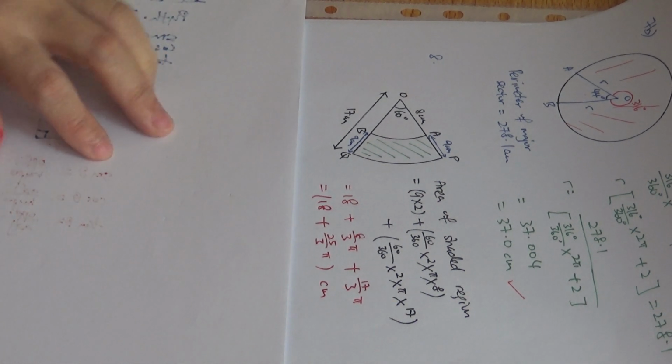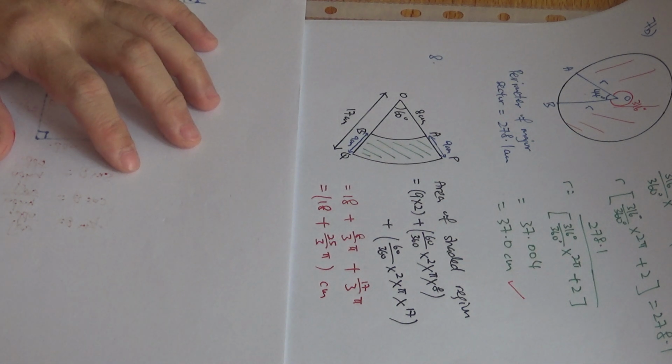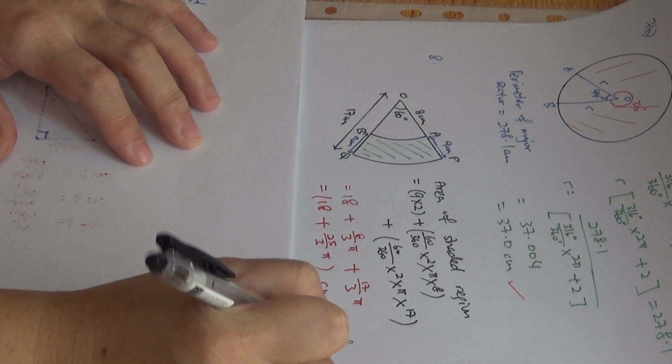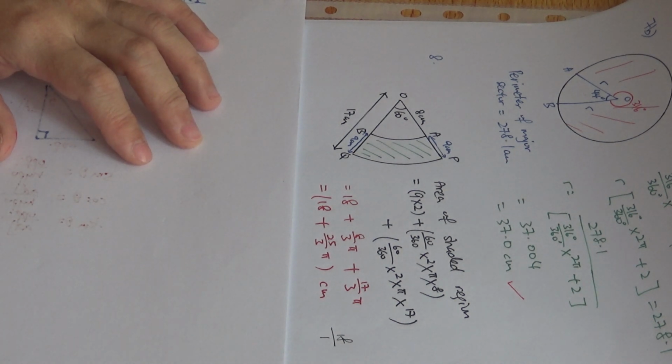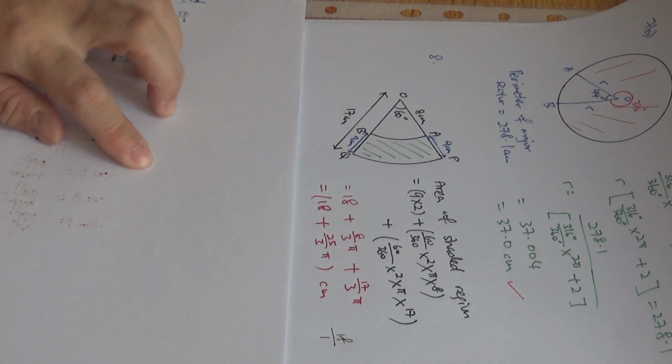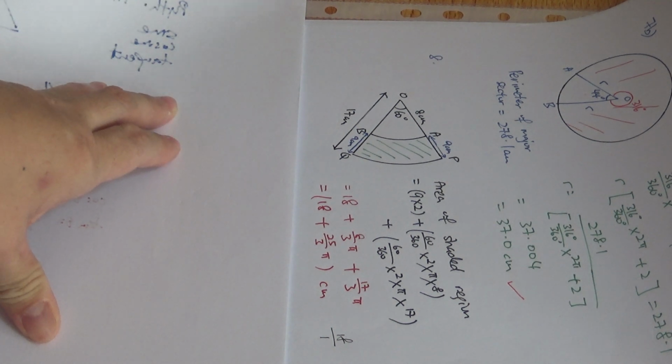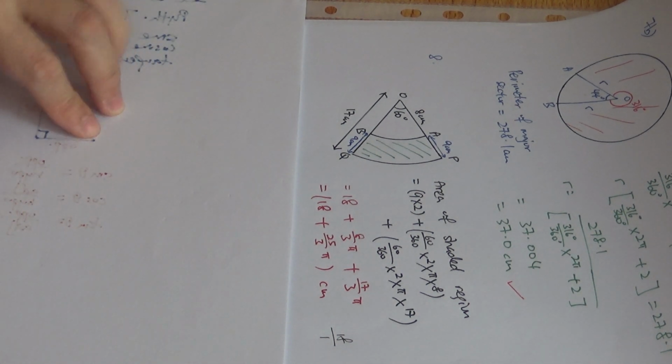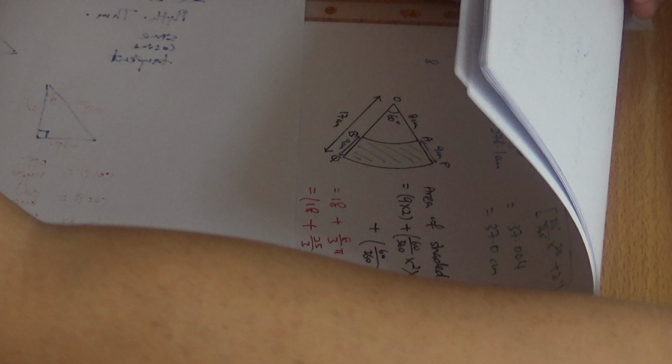Now, some people will ask me, is 18 a rational number? The answer is yes. 18 is a rational number because 18 is actually 18 over 1. Okay, note that a rational number means that it can be written as a form of a fraction. Alright, so that will be your question number 9.